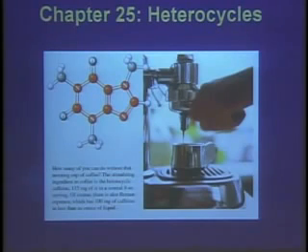And this one is a rather special ring. It's called a pyrrole, which has 2 double bonds here and here, and there's a nitrogen, which, as it turns out, has a lone electron pair that participates in cyclic delocalization. So we'll learn about that kind of aromaticity a little later on.